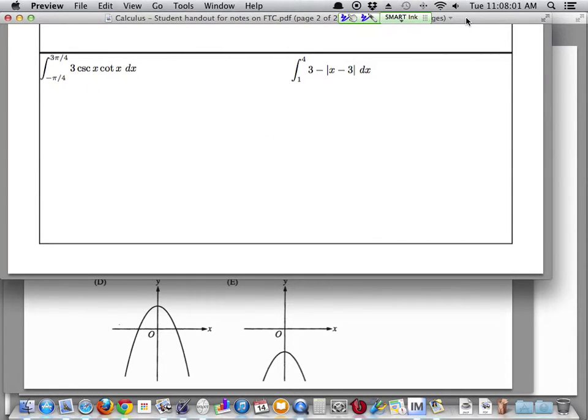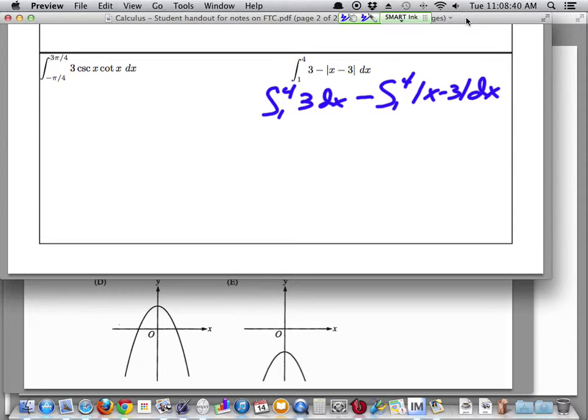All right, we want to integrate from 1 to 4, 3 minus the absolute value of x minus 3 dx. Thoughts on this one? You should be wanting to do something to it. Piecewise. I want to change it to a piecewise. But before I change it to a piecewise, what can I do to this thing that might make things a little bit easier? Separate it. Very good. So I can do the integral from 1 to 4 of 3 dx minus the integral from 1 to 4 of the absolute value of x minus 3 dx. Everybody okay with that?